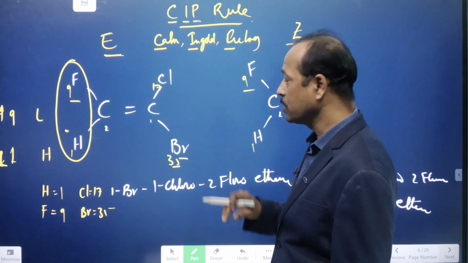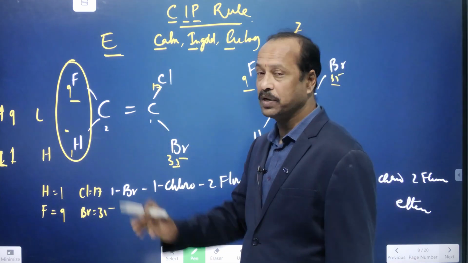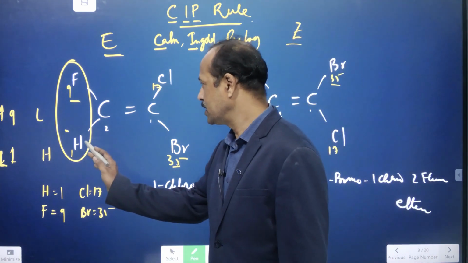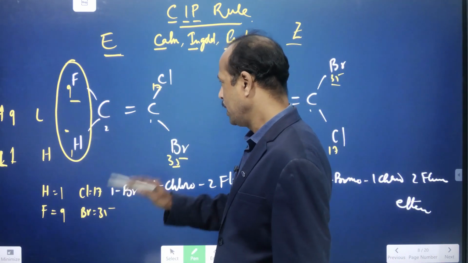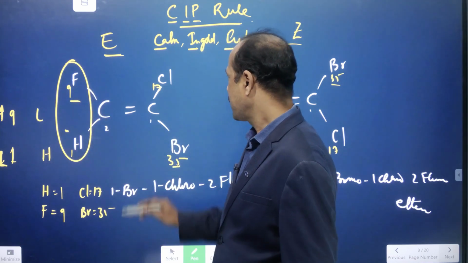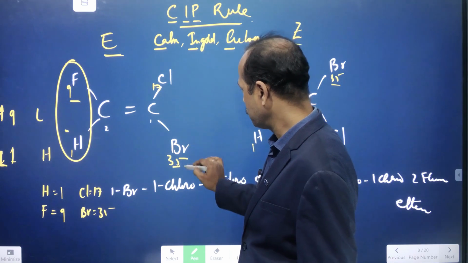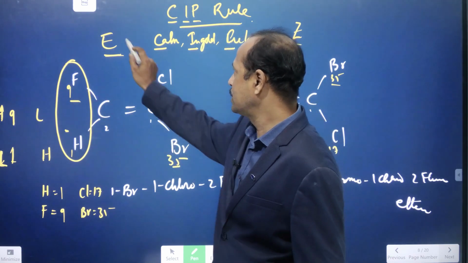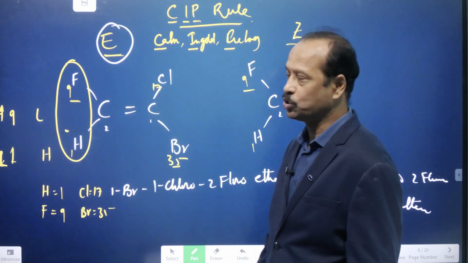Here, how are we giving the preference? We give the preference according to atomic numbers. See hydrogen, fluorine, chlorine, bromine. Hydrogen has atomic number 1, fluorine 9, so the highest there is 9. Chlorine is 17 and bromine is 35, so 35 is the highest. The highest priority groups are on opposite sides, so this is called the E isomer.